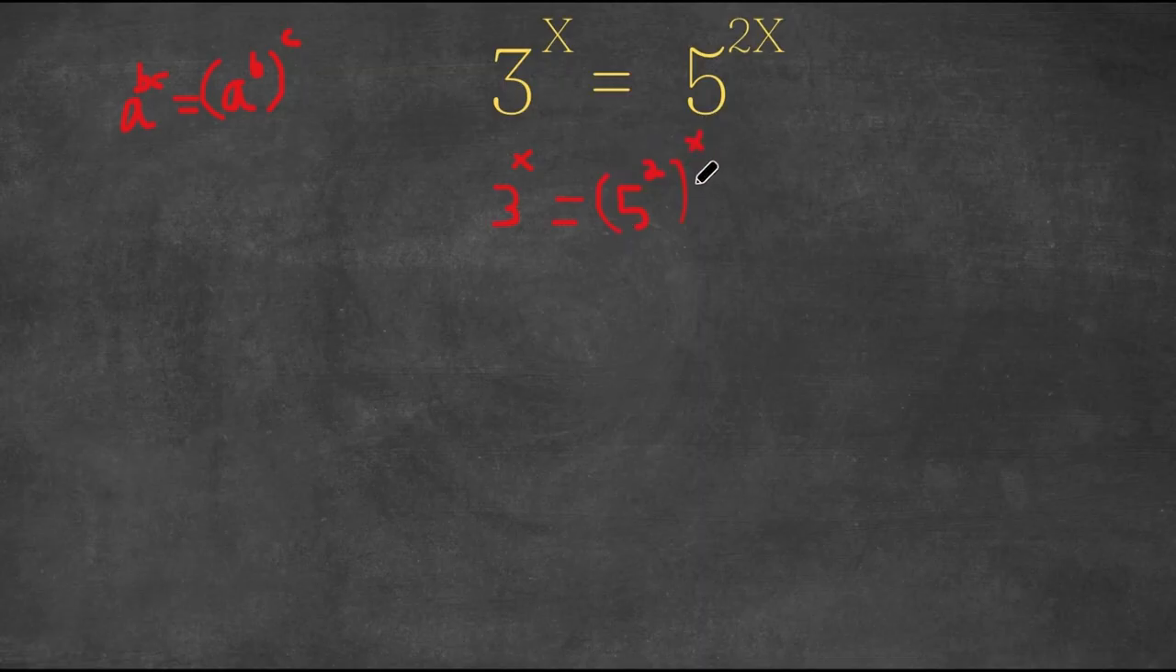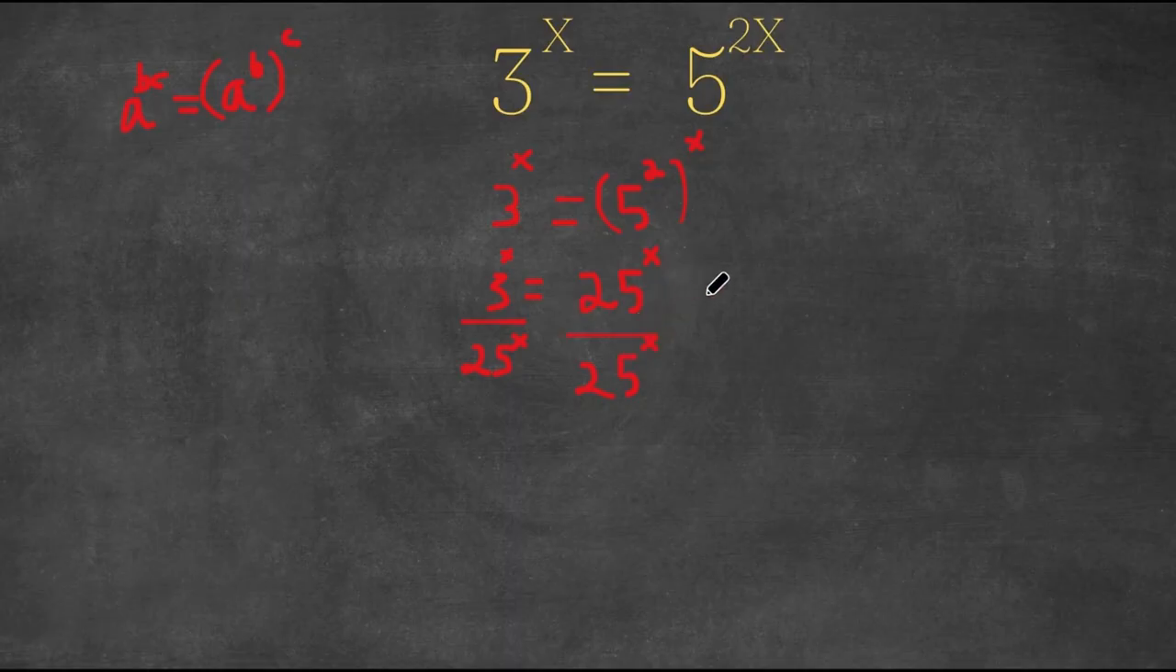Now, 5 to the power of 2, as we all know, is 25, right? So this is 3 to the power of x equals 25 to the power of x. Now what we're going to do is divide by 25 to the power of x on both sides. And remember, what we do on one side, we do on the other side. So now we have 3 to the power of x over 25 to the power of x equals 25 to the power of x over 25 to the power of x.